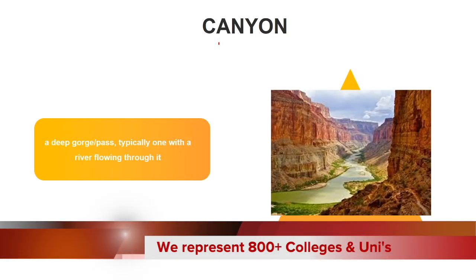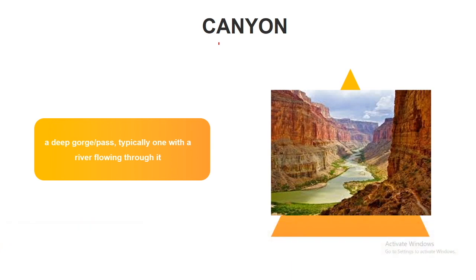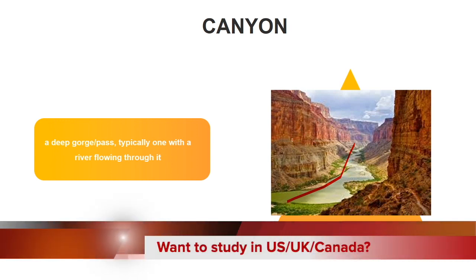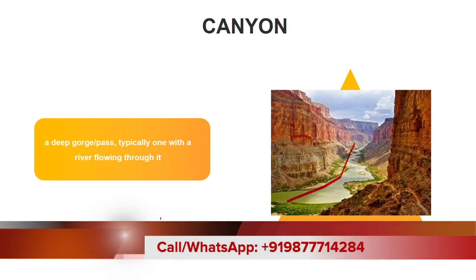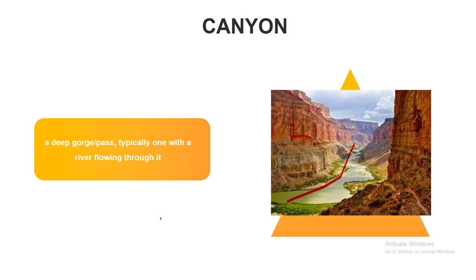Now, the word in the text was canyon. What is canyon? Canyon is a deep gorge or pass, typically one with a river flowing through it. So it's a deep pass. If you notice, this is a deep pass, this area. So it's a deep pass and it's typically one with a river flowing through it. So here a river is going, and it's a pass between mountains. So this could be your Rocky Mountains. Okay, these could be your Rocky Mountains, and that's the Grand Canyon between your Rocky Mountains.